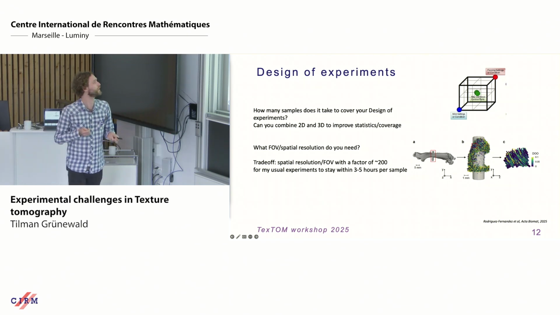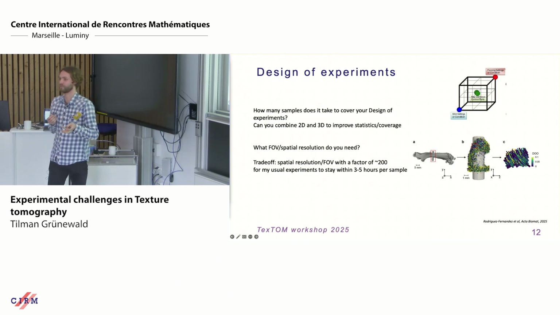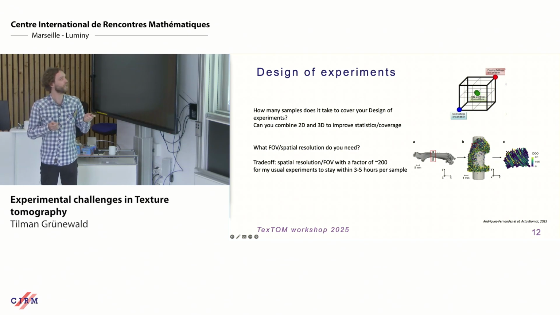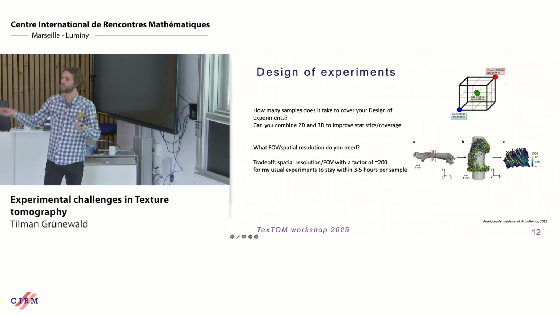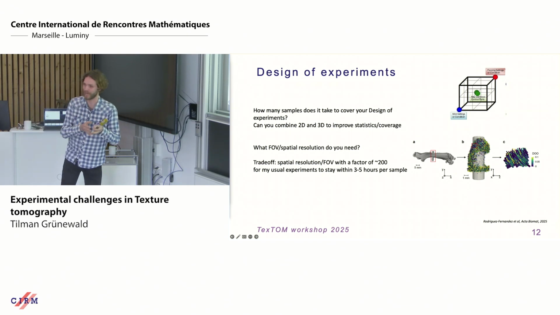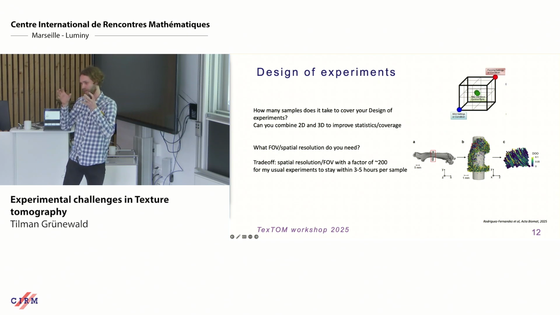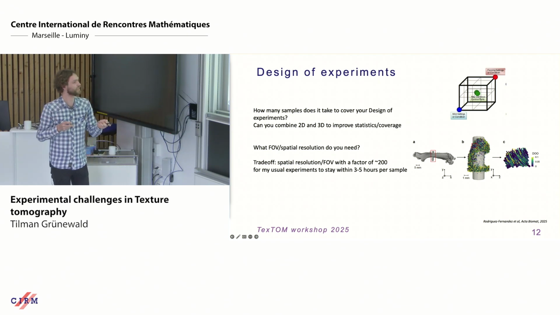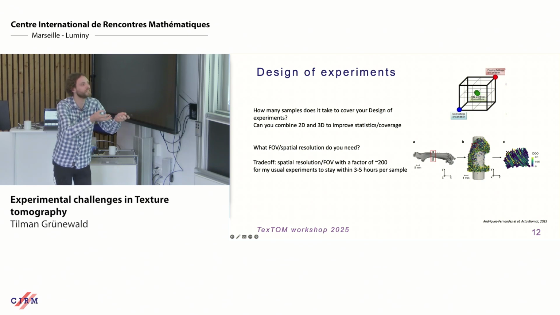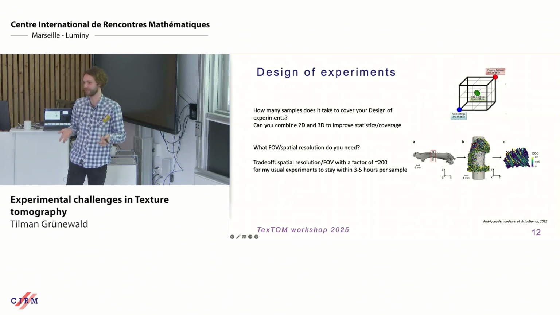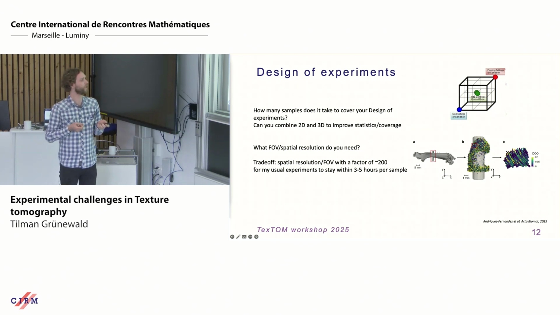Basically, how many samples do you need? Can you combine 2D and 3D experiments together to have more coverage of your experiment? What do you need in terms of field of view and spatial resolution? Doing a higher spatial resolution experiment always means you have less context in your sample. If I take this example here, where we had a degrading magnesium implant in a rat femur, and we wanted to understand what's going on around it. You really need to have a certain size of your sample to understand the science of it.